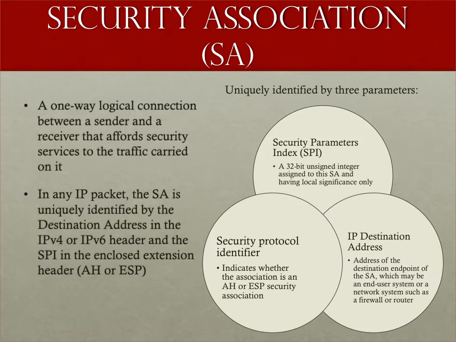Okay? And the IP destination address. This IP destination address could be the destination address of the ultimate host, or in the case of tunnel mode, it's the IP address of the output router, the termination router at the end of the tunnel, right? Okay, so these are the unique fields in the security association.